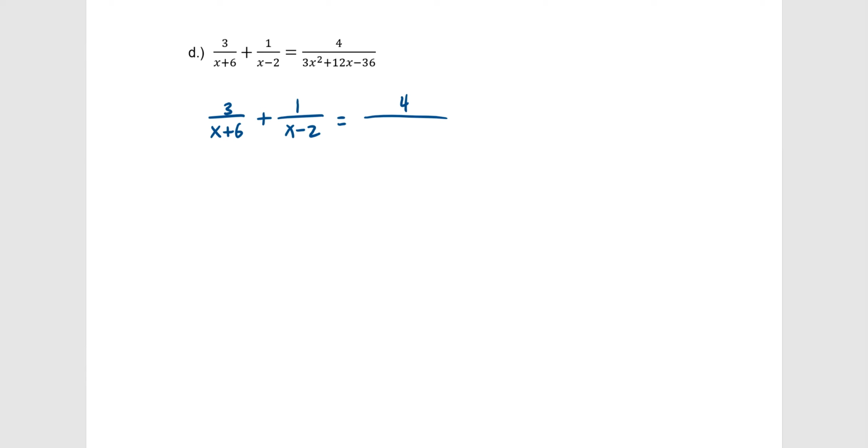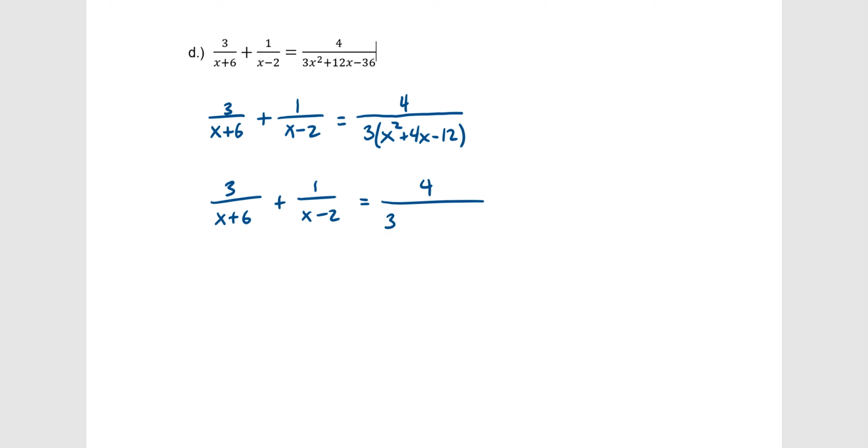This third one, though, on the right side of the equation, we can factor out a 3. If we factor out a 3, we're left with x squared plus 4x minus 12, and we can factor this again. Leaving these first ones the same, factoring that last denominator, that 3 is still going to be there. Two numbers that multiply to negative 12 and add to positive 4. That's going to be x plus 6 times x minus 2. Now these denominators are completely factored.